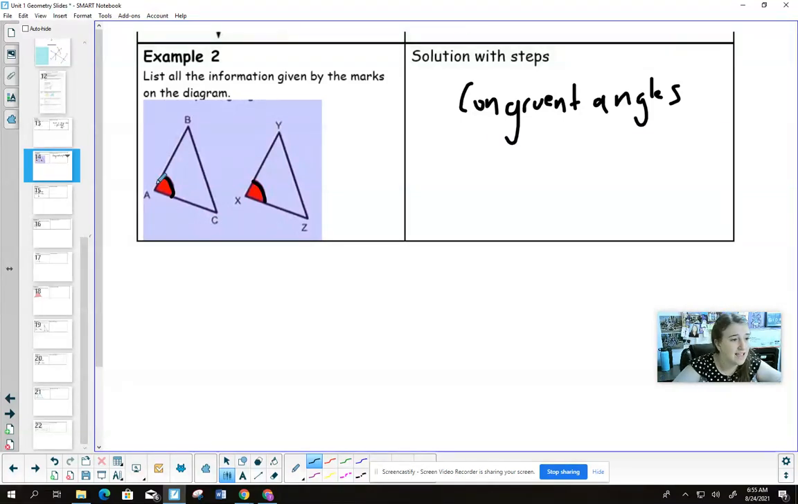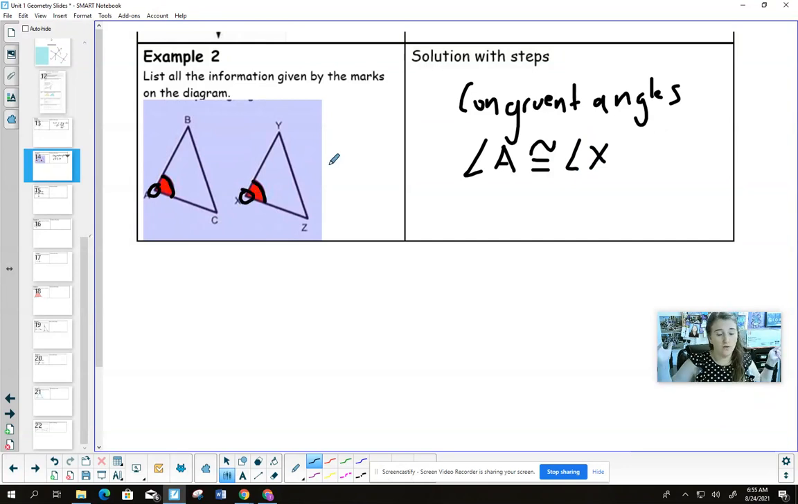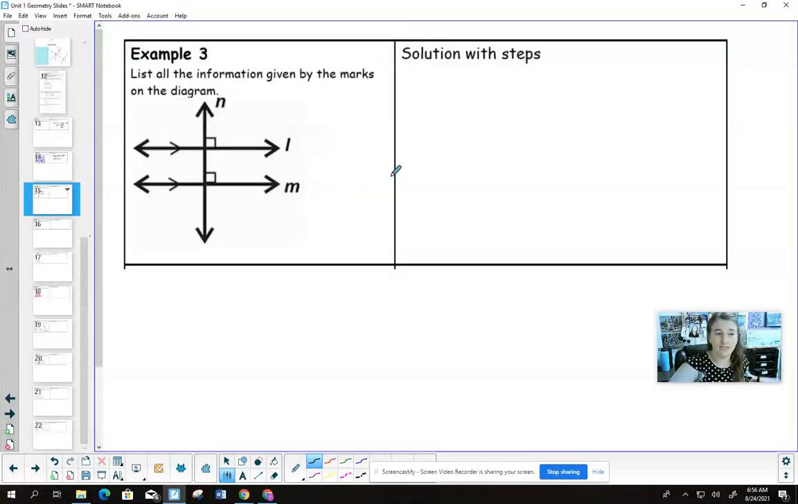So the way we can write this is angle A is congruent to, this is the symbol for congruent. It's an equal sign with a little squiggly line over it. Angle X. This is angle A, angle X. Because we know there's only one option for angle A and angle X, we can call it just by one letter. Remember, for an angle, you can do 3 letters, or if it makes sense for the picture, you can do just 1. Okay, let's try this last one.